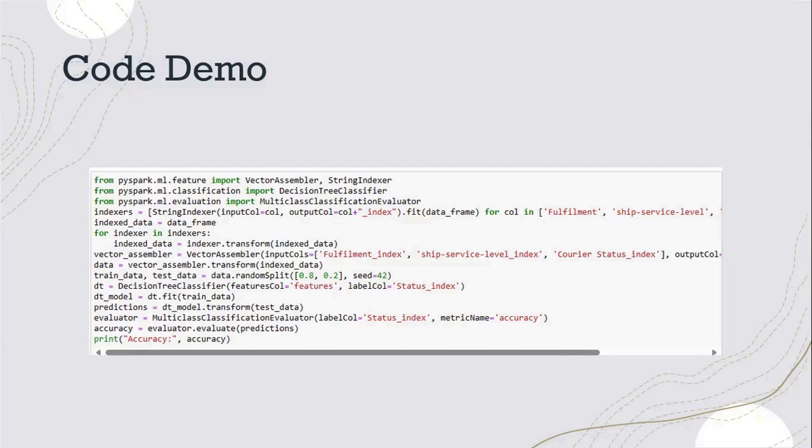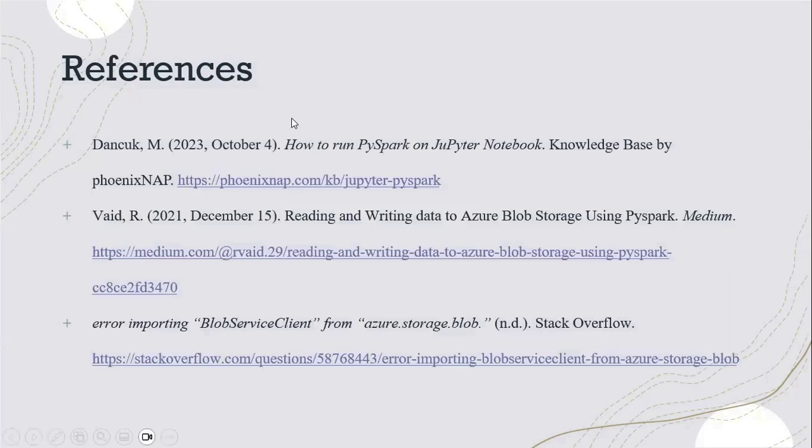To complete this project, I have used three references, which I took from three blogs: those made by Dan Cook and Wade, and one from Stack Overflow. I have used these three references and gained knowledge on how to set up the Spark cluster in the Jupyter notebook and how to read the Azure blob storage into the Jupyter notebook.